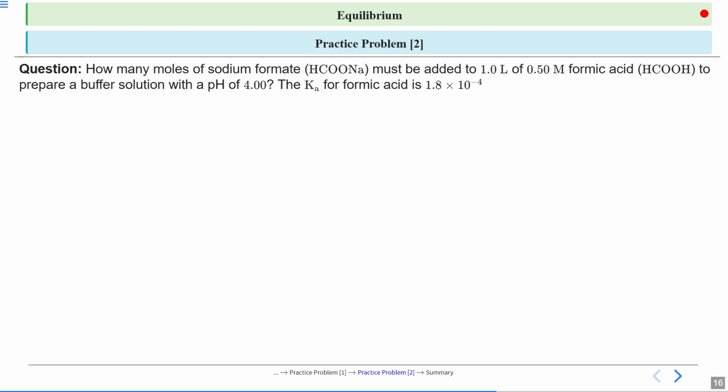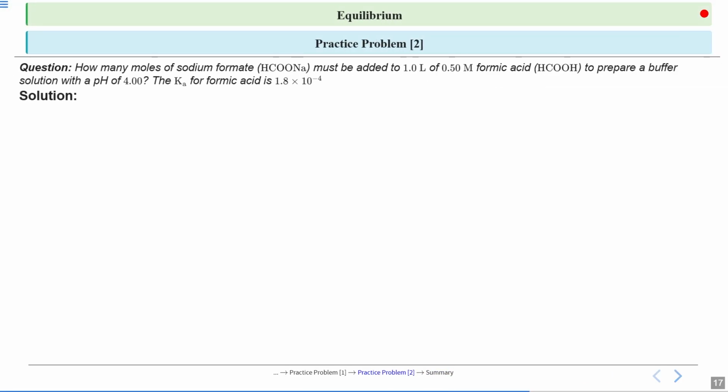So let's see how we'll solve it. First, you will list what is given in the question. That is the most important part. What are the things that are given? You are given the concentration of formic acid, 0.50 molar, then Ka, which is 1.8 into 10 to the power minus 4, and pH, which is 4, and volume, which is 1 liter. Got it?